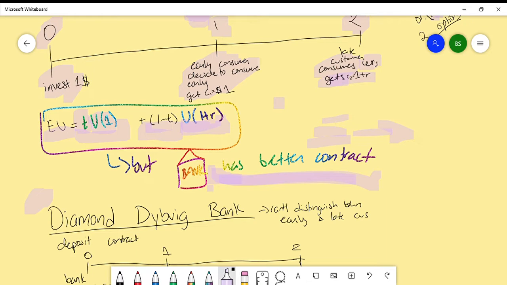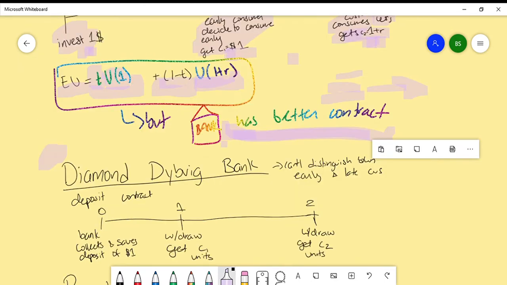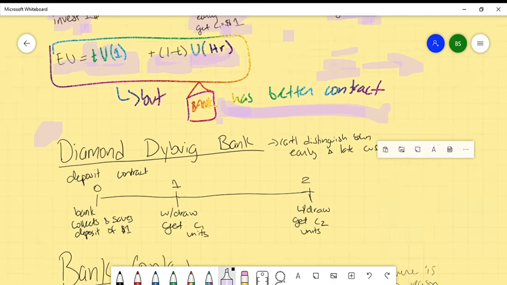Right now, if you invest, you either take it out in period 1 and get $1, or you take it out in period 2 and get 1 plus R dollars. One issue might be that 1 plus R is so much higher than 1, but I don't know if that's really an issue. I don't think time value of money applies here. The other option is a bit weirder, but we'll go over that. Anyway, the bank has a better contract.